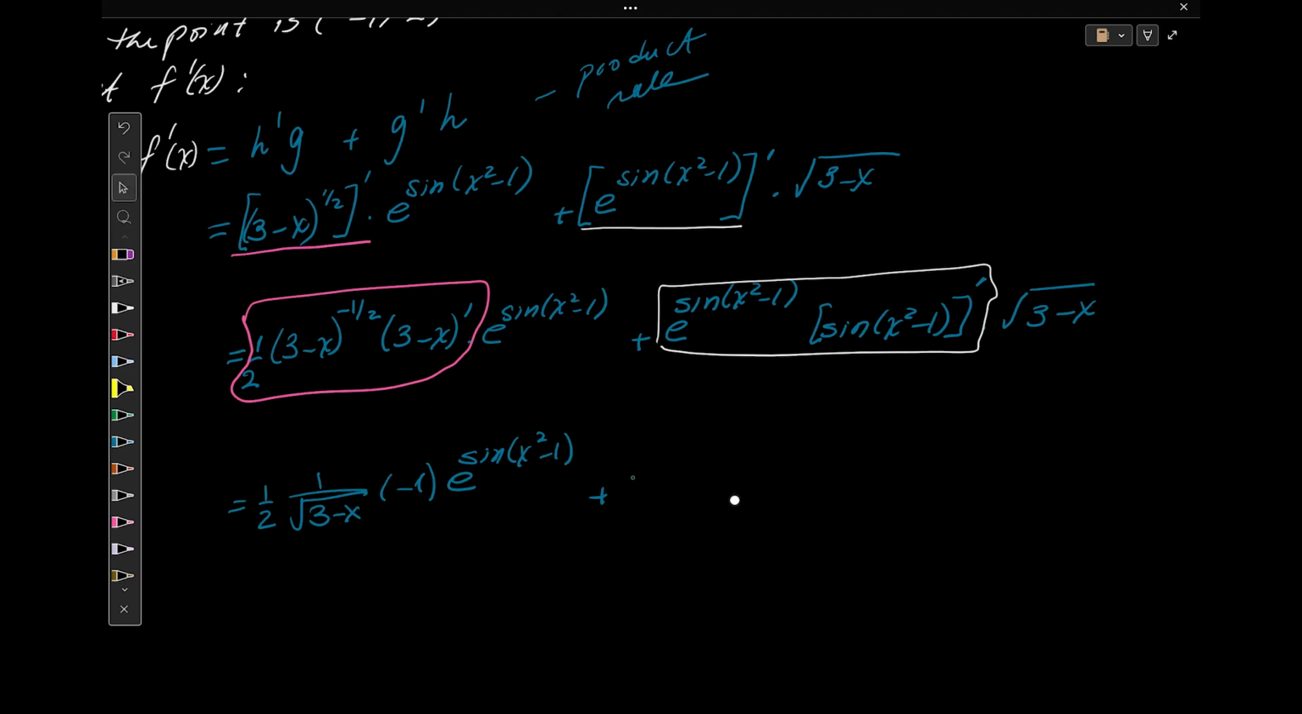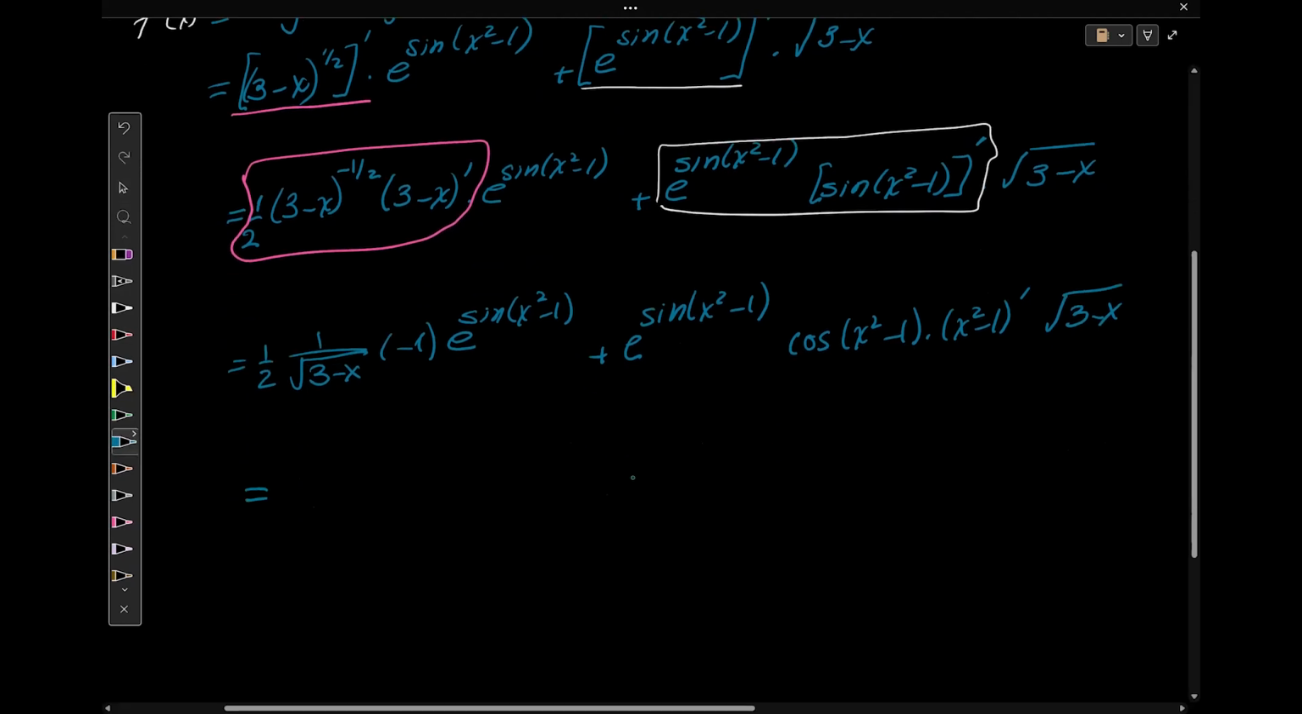Now, there's no derivative on the first term. Derivative is here. What do I see? I see sine of something. It's the cosine of that thing times the derivative of that thing. Root 3 minus x. One more derivative.